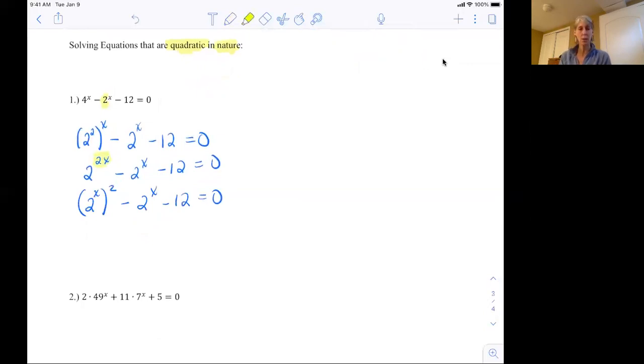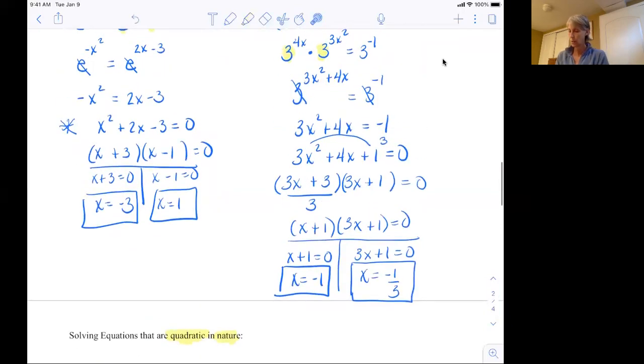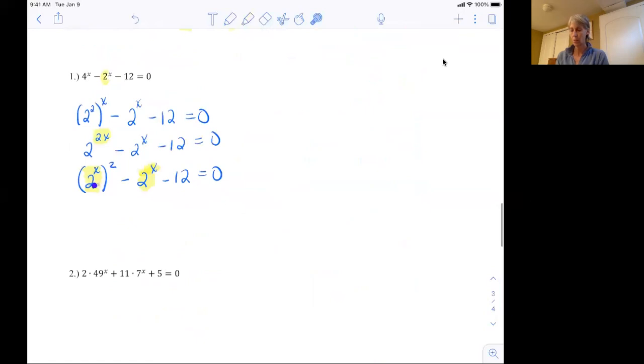Now, hopefully, with that little manipulation there, and it's all using properties, can you see the quadratic in nature? Something squared, something, and a constant. So it's that base being squared. This is what I would mean by quadratic in nature.